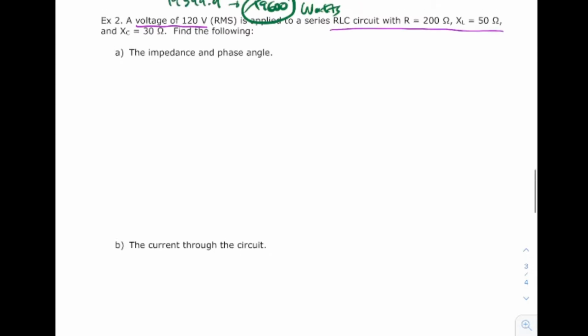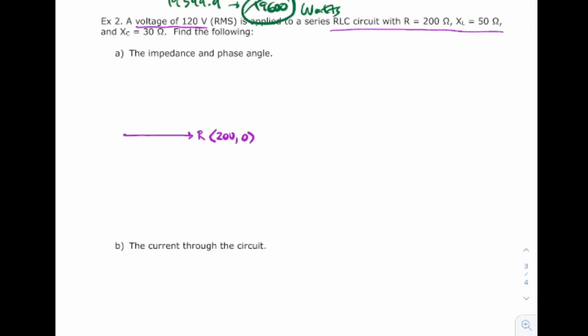We've got a voltage applied to another one of these series RLCs, and they give us the reactances and the resistor. Okay, they give us the ohms. Find the impedance and phase angle. So this is like before. You draw the resistor to the right. The resistor is 200 ohms, purely to the right. X component 200, Y component 0.